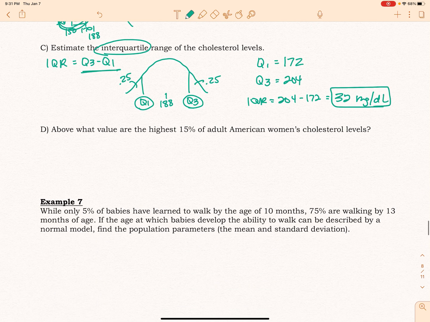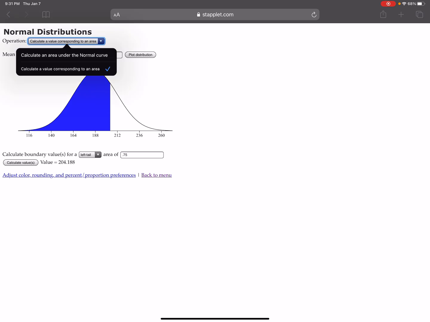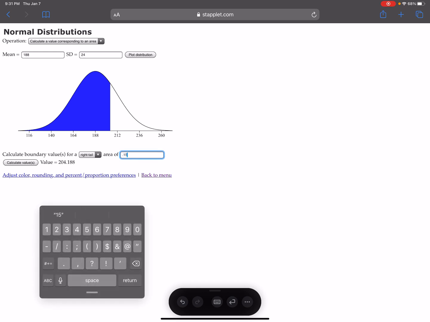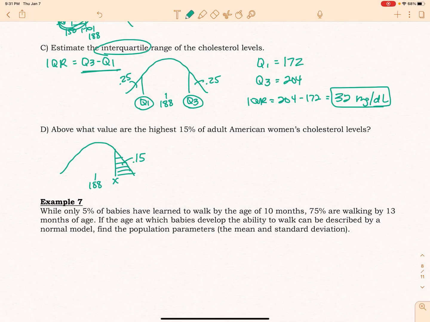All right, at what value are the highest 15% of adult American women's cholesterol levels? So, draw my picture here, the highest 15%. I want to know what that X value is there. Okay, so for this problem, you can go to Statlet. If you go to Statlet, you are looking for a value corresponding to an area again, and this time you are looking for right tail area. We're going to calculate that, roughly 212 or 213, whatever you want to use. So X would be approximately 213.